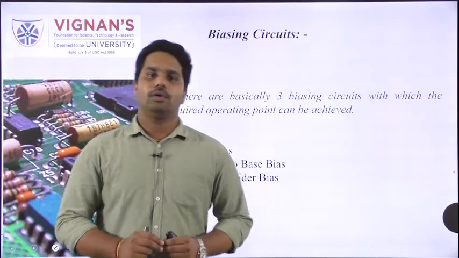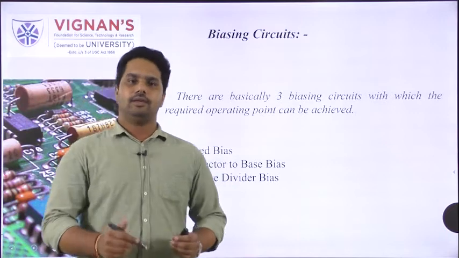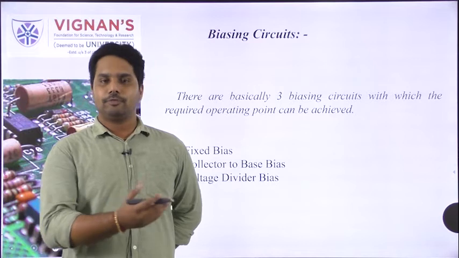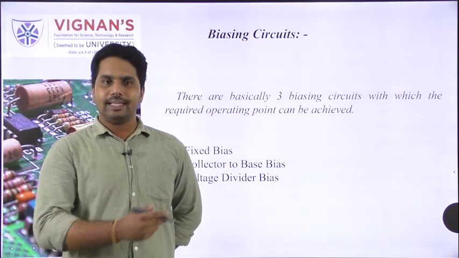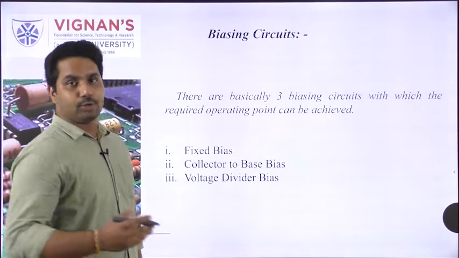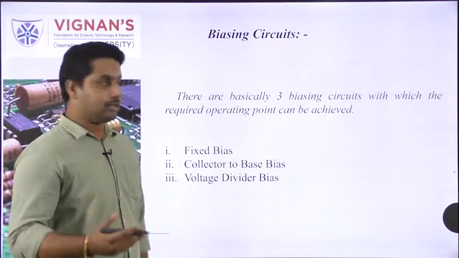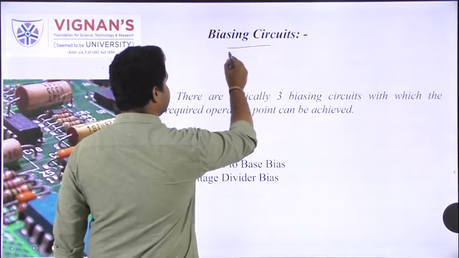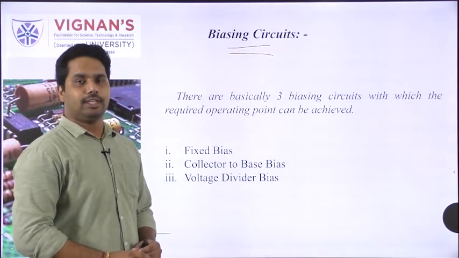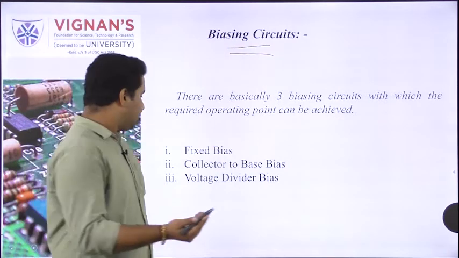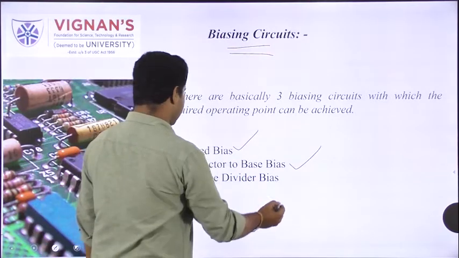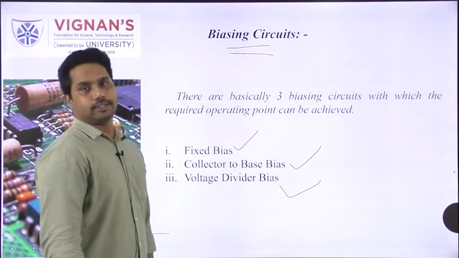Now we have defined the stability factor and got a general expression for it. By using that expression, we can easily find the stability of the biasing circuits. In order to attain stabilization, first we are going to see the biasing circuits. In this session, we are going to see the 3 main biasing circuits: fixed biasing, collector to base biasing and voltage divider biasing.